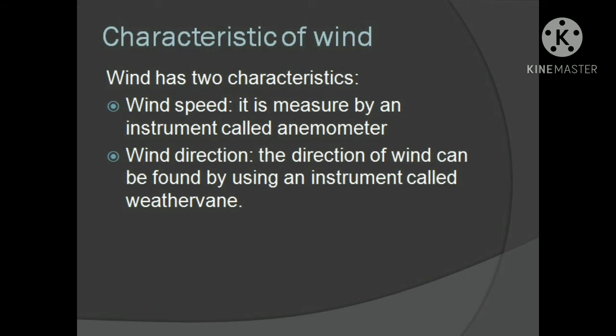Characteristics of wind. Wind has two characteristics: wind speed and wind direction. Wind speed is measured by an instrument called an anemometer, and wind direction can be measured by an instrument called a weather vane. Let's see the working of the anemometer and weather vane.